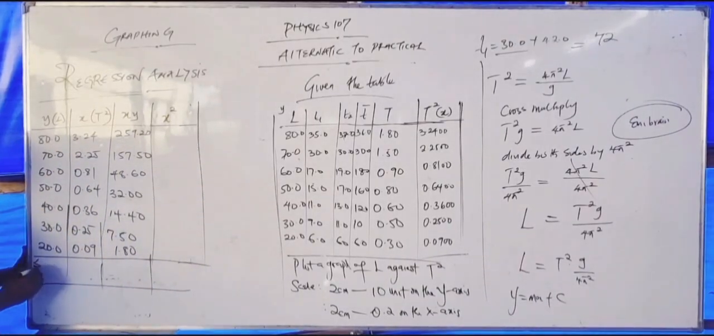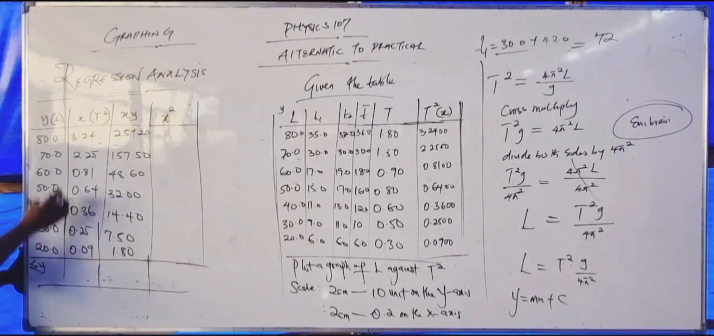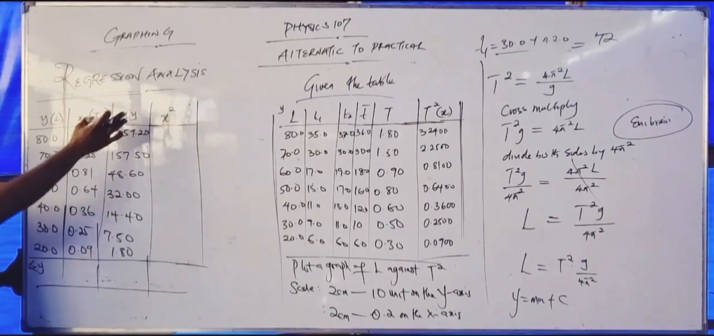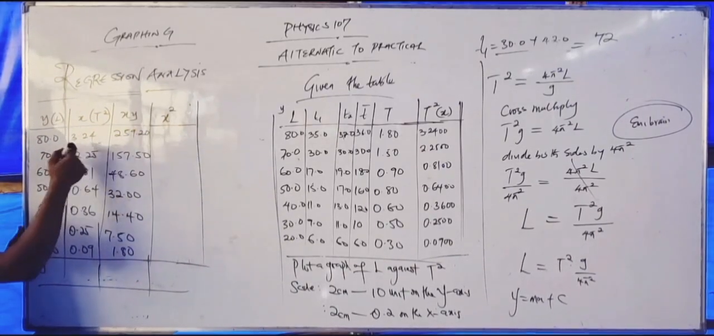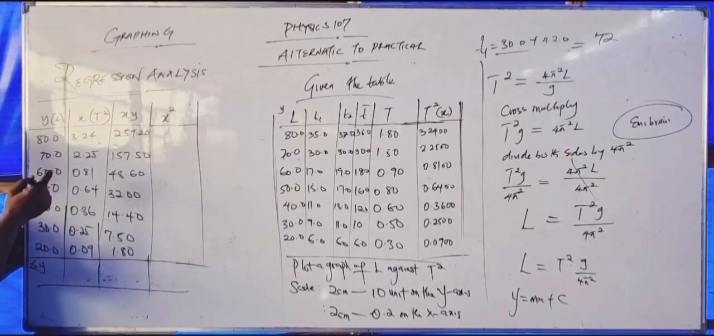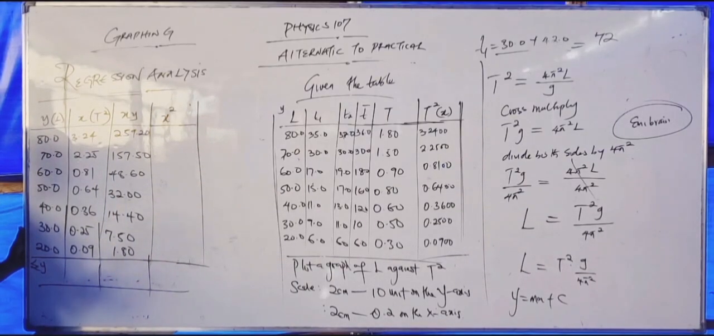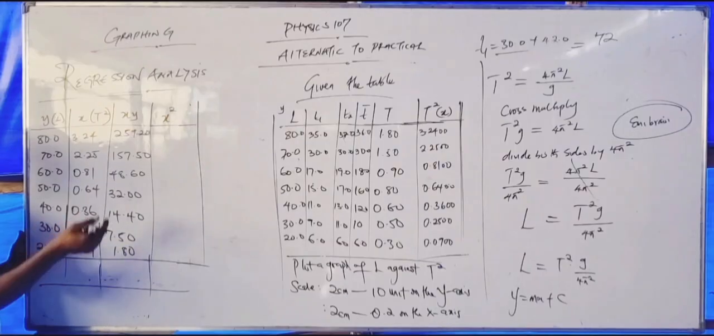Calculate the sum of Y. Sum everything here for me. But let someone else help me with this. What's our S squared? 3.24 squared means what? 3.24 times 3.24, right? That will give us what?